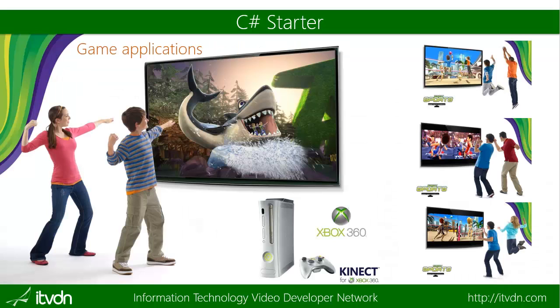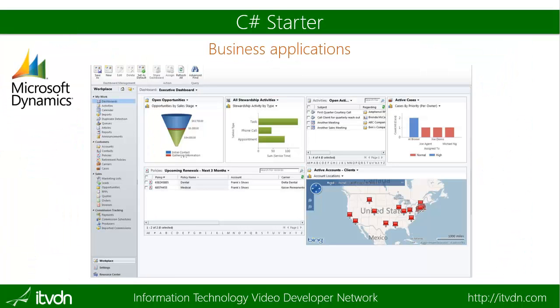We can also use C# to write game applications for the Xbox 360 game console. And the most important types of applications are business applications. Using C#, Microsoft creates very important applications used in the business world today. Applications such as accounting applications, CRM, client relationship management, ERP, enterprise resource planning applications, BPM, business process management applications, etc.